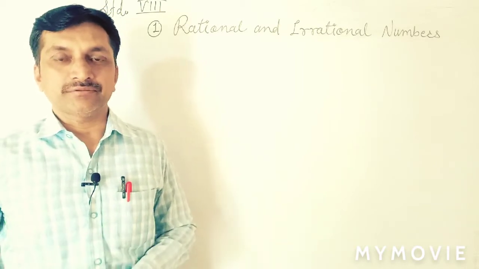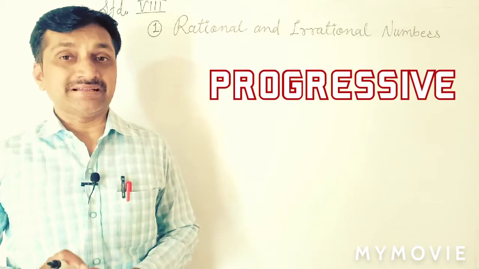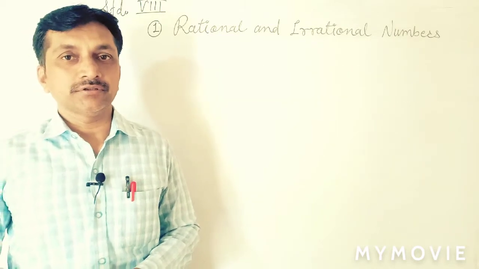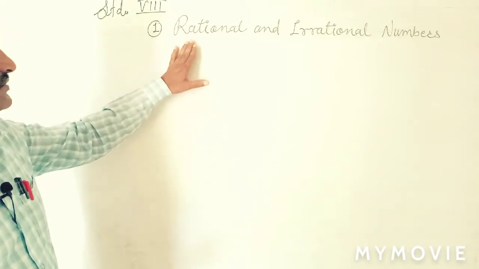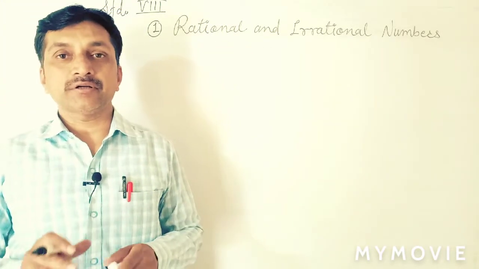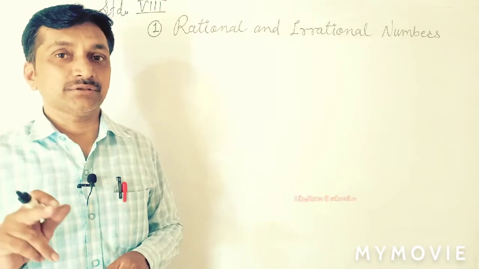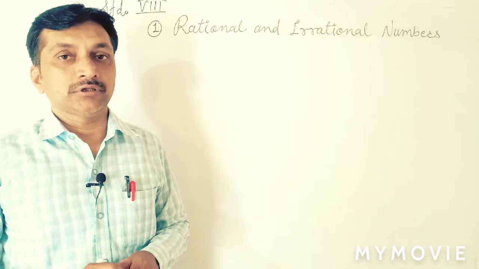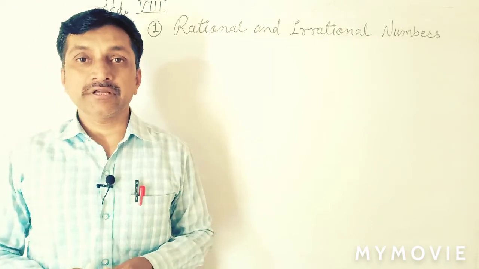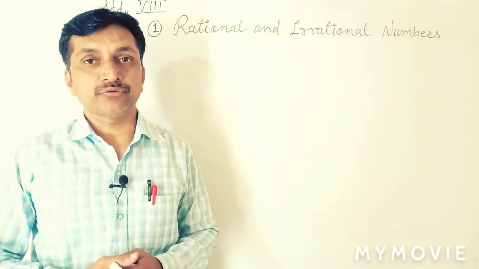Now this is part 1 of chapter 1 of maths of standard 8. Name of the lesson is rational and irrational numbers. In this part we are going to study practice set 1.1. Some basic concepts are given in that, which I will explain first, and then we will see practice set 1.1.